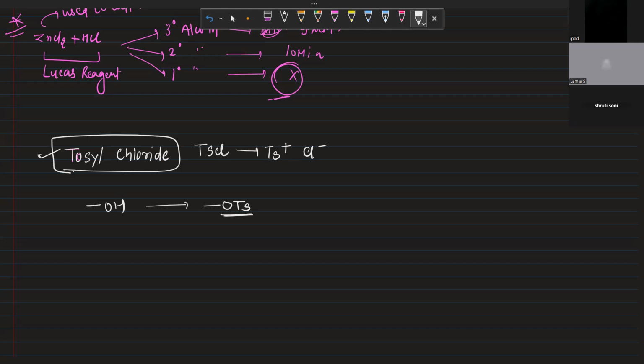Then what is the reaction? Tosyl chloride with pyridine: Ts will attach to the O group in the second reaction. Then there is HBr, a very good question. HBr breaks into H positive and Br negative. This is a type of substitution reaction again.